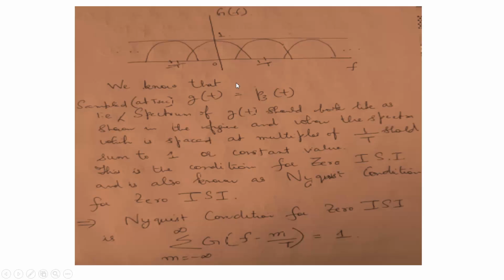So we know that, sampled at g(t) equal to p3(t), the spectrum of g(t) should look as shown in the figure, and the spectra which are spaced at multiples of 1 by T should sum to 1 or a constant value. This is the condition for 0 ISI, also known as the Nyquist condition for 0 ISI. I am again writing it: the Nyquist condition for 0 ISI is sigma m going from minus infinity to infinity G of f minus m by T equal to 1.